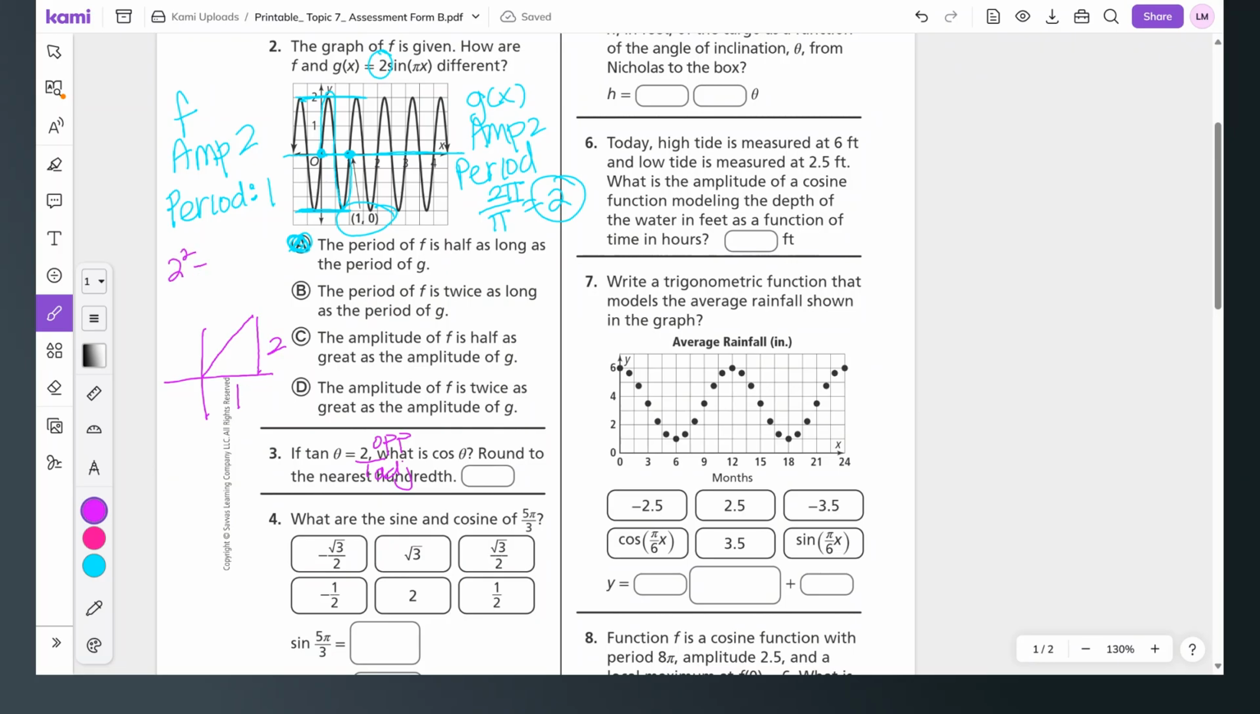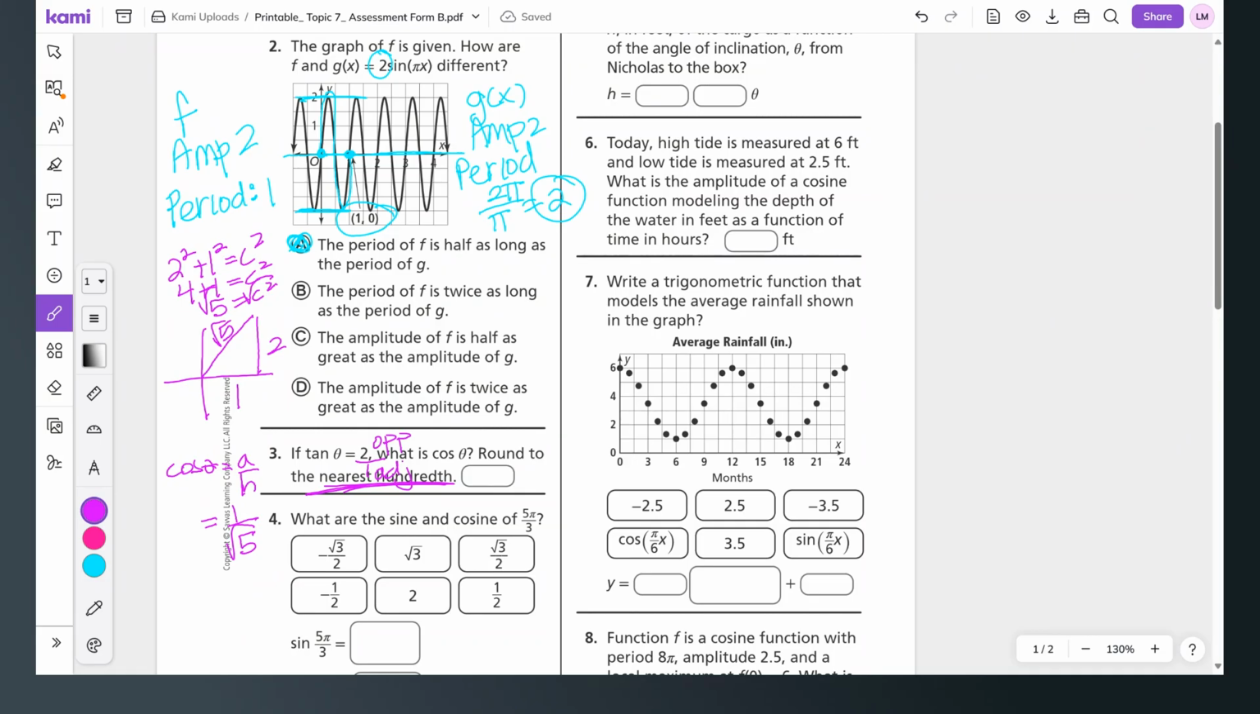2 squared plus 1 squared equals c squared. 4 plus 1 equals c squared. 5 equals c squared. Take the square root of both sides. C is the square root of 5. All right, so cosine is adjacent over the hypotenuse. So adjacent side is 1, hypotenuse is square root of 5. My instruction said round to the nearest hundredth, so you can just throw that on your calculator. I have square root of 5 over 5 for mine, but you can put it on your calculator and get the decimal answer for that one.